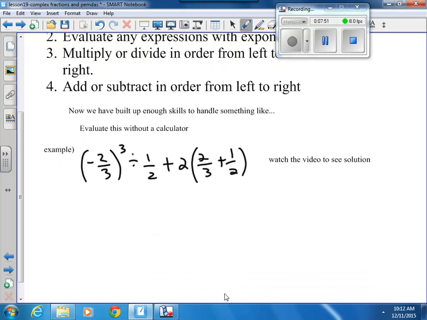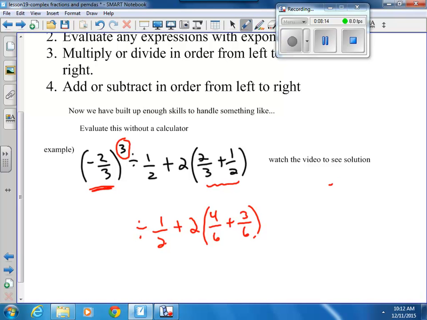Here's the first one. So we take care of parentheses first. I would just rewrite 2/3 plus 1/2. The LCD is 6, so that's 4/6 plus 3/6. So we operate inside the parentheses, and just force yourself to record every little thing. You can take care of your exponent here. You can almost do that off on the side.